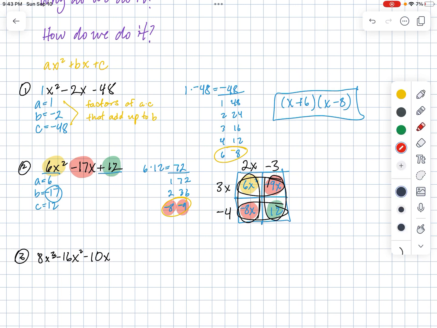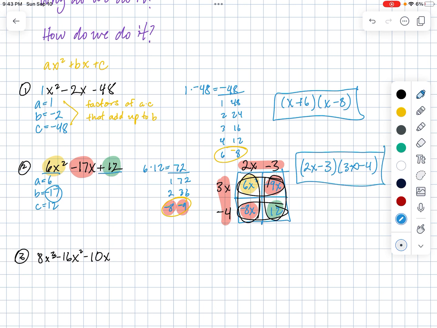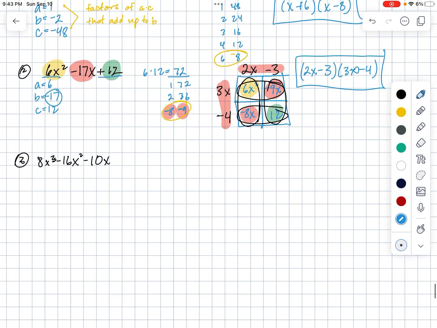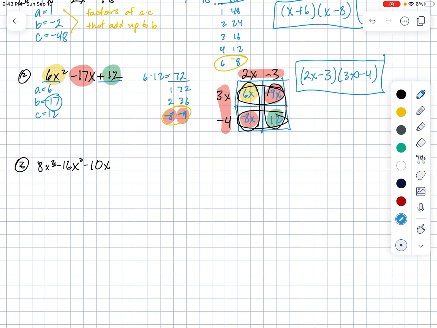And these are our factors. We're going to write them in factored form, just writing 2x minus 3 and 3x minus 4. And that is your final answer. You should always check, but I'm not going to distribute that back out just to confirm, because I don't want to spend time doing that right now.